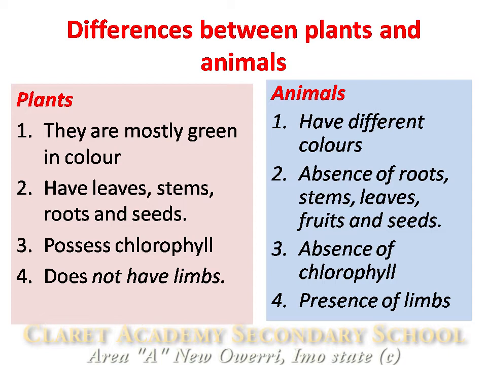Yes, in plants there is the presence of roots, stems, leaves, fruits, and seeds, while in animals there is nothing like roots, stems, leaves, fruits, and seeds. In plants there is the presence of what is called chlorophyll, the green pigment in the plant, but animals don't have chlorophyll. In plants there is an absence of limbs, that is, plants do not have hands or legs, while in animals there is the presence of limbs, that is, animals have both hands and legs.